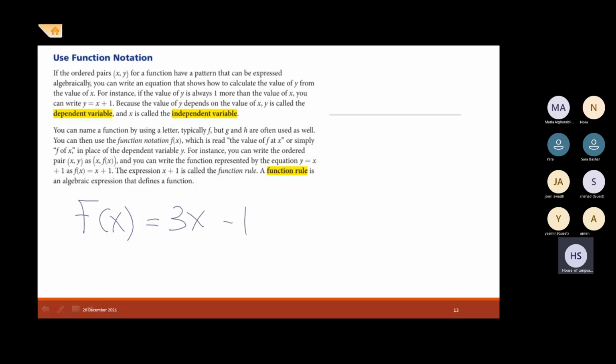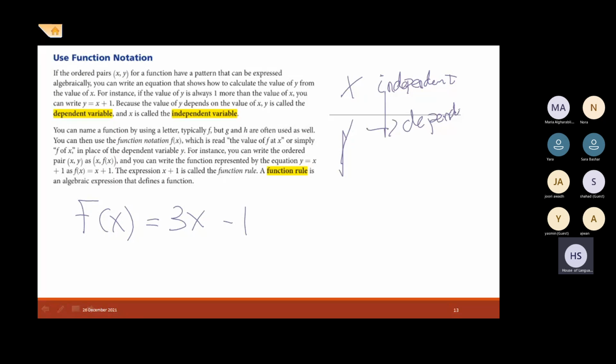Now, as you remembered before, you asked me about dependent and independent. When you put x, it's independent because you put it from your mind. So the values of x are independent because you choose them as you want. But the values of y, do you bring them from your mind, or does it depend on the value of x? It depends on the value of x. Bravo. So that means it's dependent.